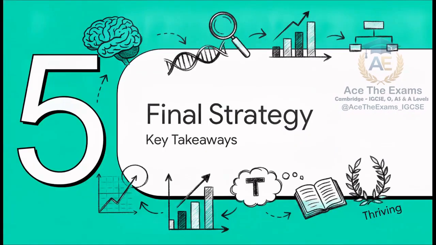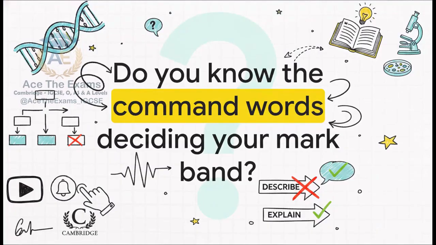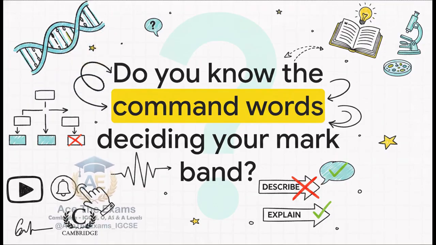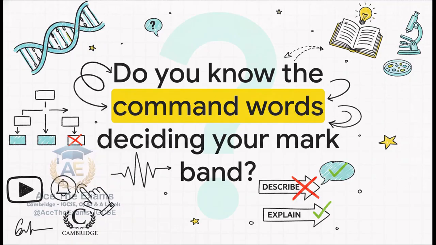And finally, Section 5, Final Strategy and Recap. We've covered a massive amount of ground in this explainer today, giving you the framework to avoid those brutal traps and process data systematically. But here's a final, slightly scary thought to leave you with. Literally none of this biological knowledge matters if you misinterpret the exam paper's command words. I mean, if you describe when you're supposed to explain, you get 0 marks. So before you start writing, ask yourself, are you truly answering the exact question the examiner is asking, or are you just writing down everything you know about the topic?